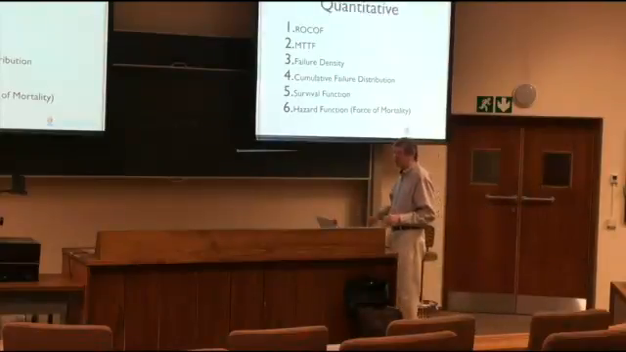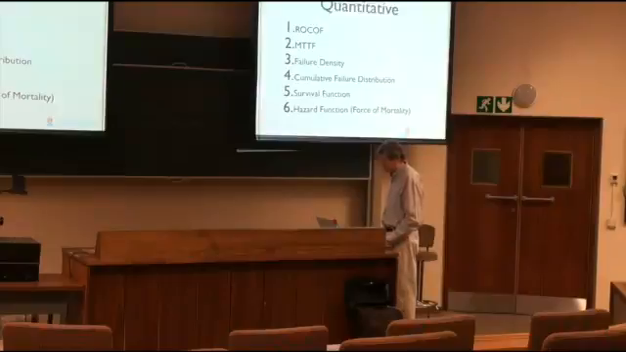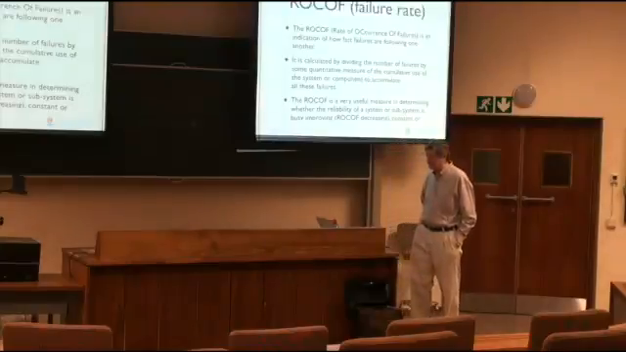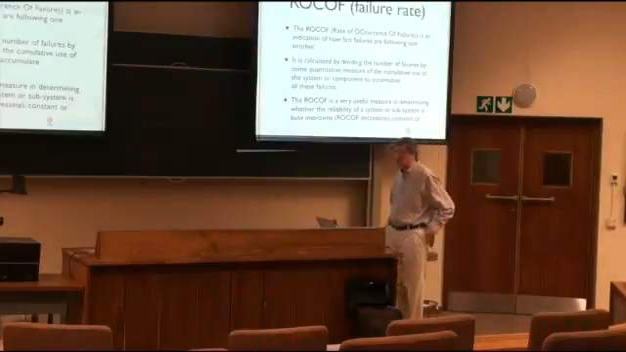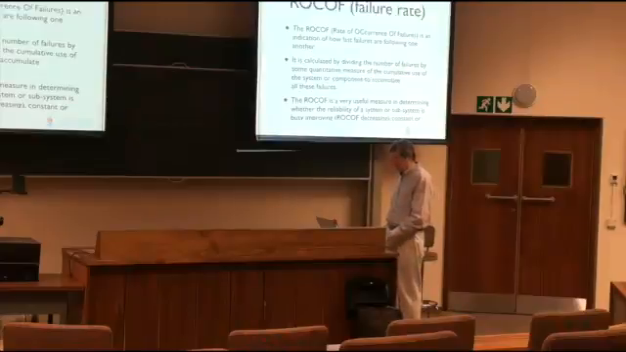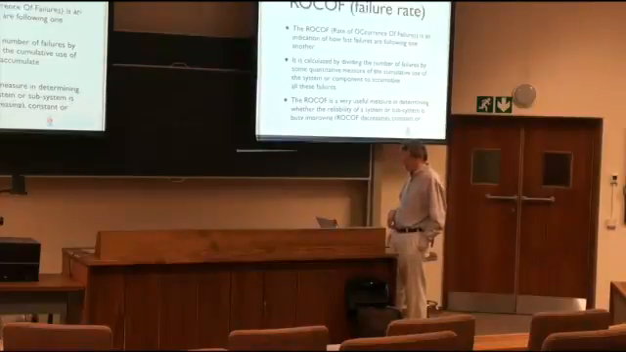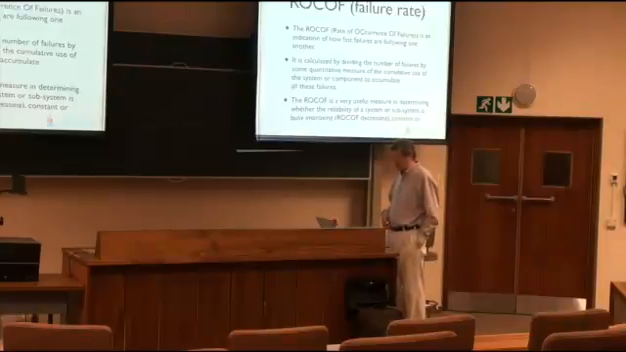Okay, so we'll try to explain something. The ROCOF, or the rate of occurrence of failures, that's what it stands for, is an indication of how fast failures are following one another. It is calculated by dividing the number of failures by some quantitative measure of the cumulative use of the system or the component to accumulate the failures. The ROCOF is a very useful measure in determining whether the reliability of a system or a subsystem is improving, or it is constant, or it is decreasing.